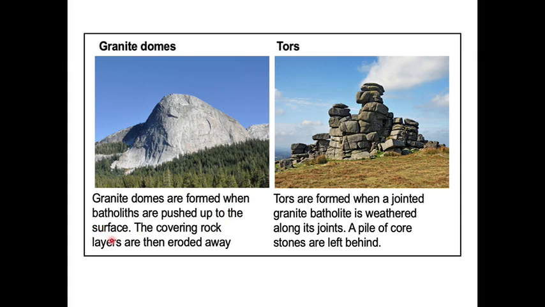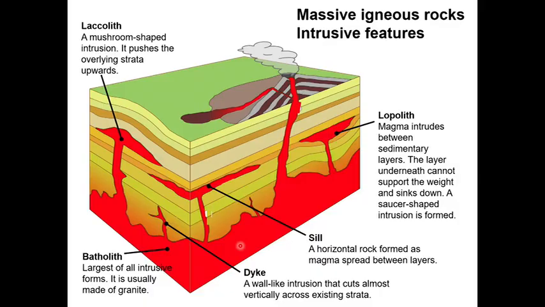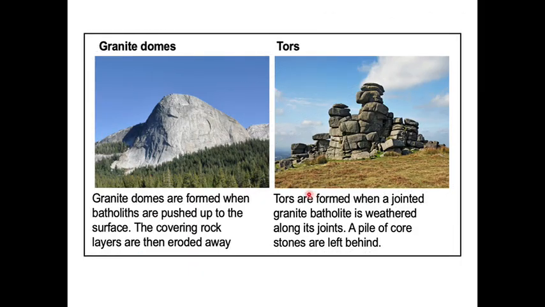The covering rock layers are then eroded away. Can you see how important was the previous slide that I showed you? Right? The previous slide I've showed you that this is where the batholites are. It has been formed here. And what happens now is deep, very, very deep here in the Earth's surface. And what happens then, it has been pushed up through to the surface. All right? And that same thing that was lying, I don't know how many meters below the Earth's surface, it has been pushed up, and now it actually is shown on the Earth's surface as a dome. So that is your granite dome.